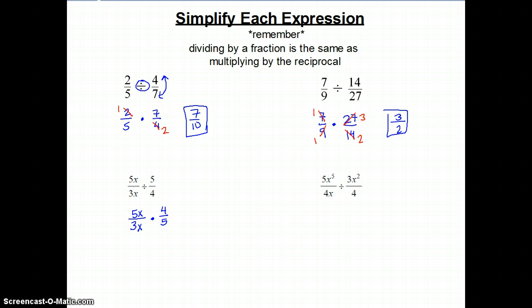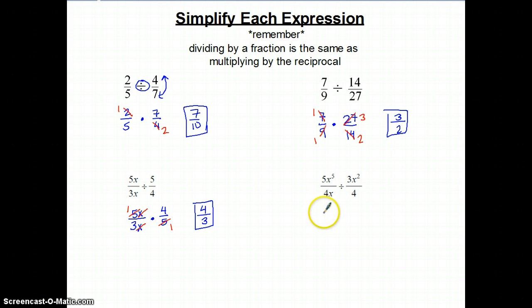I now reduce as much as possible, and then multiply across. My x's may reduce, and I may also reduce my 5's on the top left and the bottom right. These both become 1's. I cannot reduce any farther, so I multiply across. 1 times 4 is 4, and 3 times 1 is 3 in my denominator. Be sure to verify that we cannot reduce any farther, and we are done.